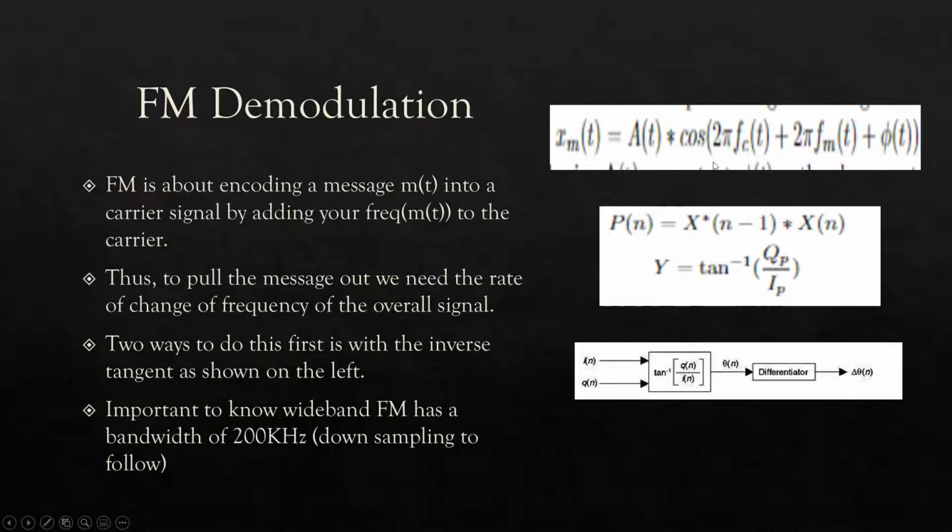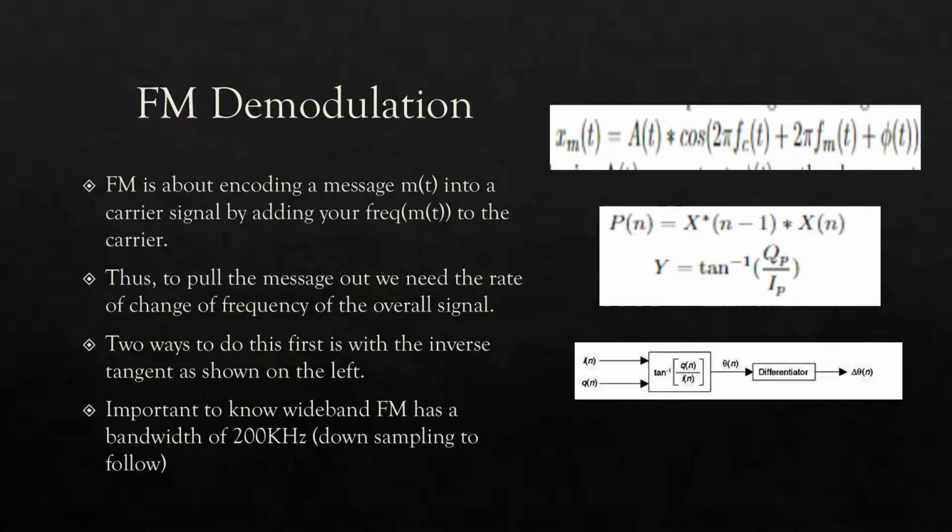A signal has an amplitude, a frequency of the carrier signal, a frequency of the message signal, and some phase function that could be a phase offset or something. Most of these are constant. There's no phase in an FM modulation, so this term's 0. And the amplitude is always 1. If you remember our spring diagram, our circles weren't growing or shrinking. They were all the same.